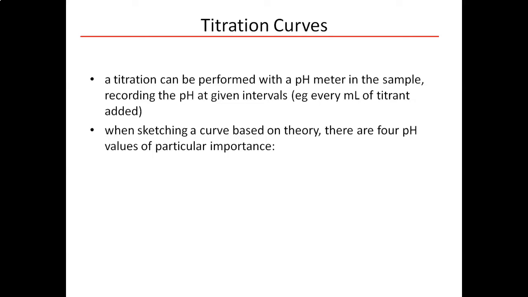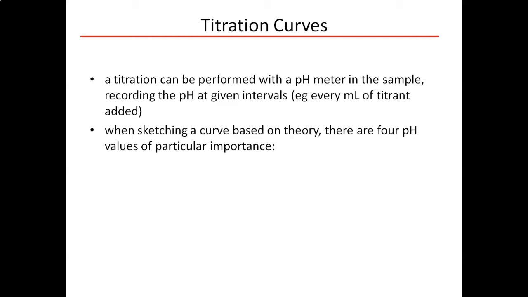And then what I can do is I can add my titrant at 1 mL intervals or 0.1 mL intervals or 1 drop intervals, and I can record the pH for each of those time frames. And I can then take it and plot pH versus volume of titrant and sketch the curve. Now, obviously we can't do the actual titrations, but what we can do is predict what the curve should look like based on theory.